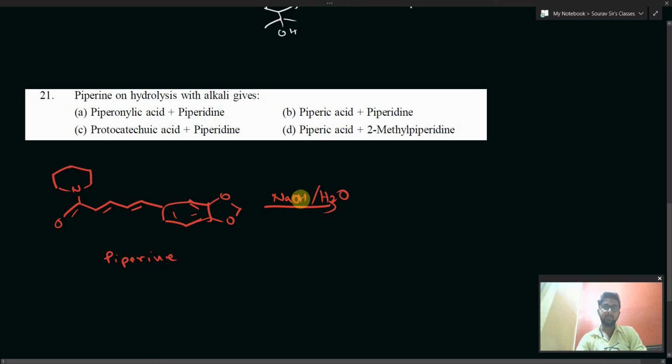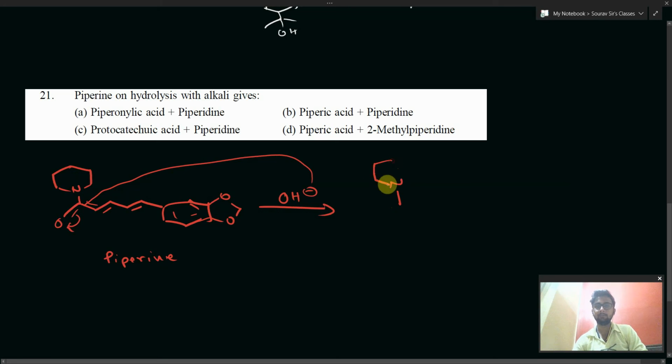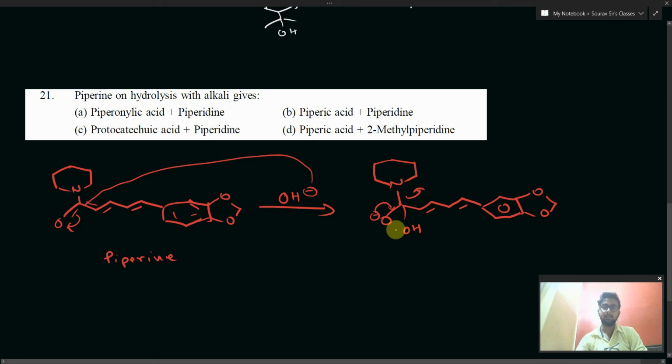So let me just write down the mechanism over here. We'll be giving OH minus into the system. Obviously OH minus would be attacking on this carbon, this bond will be going up. So we will be having N, we have O minus, we have OH, and the other things will be there as it is. Then this bond will be falling over here and this bond will be released.